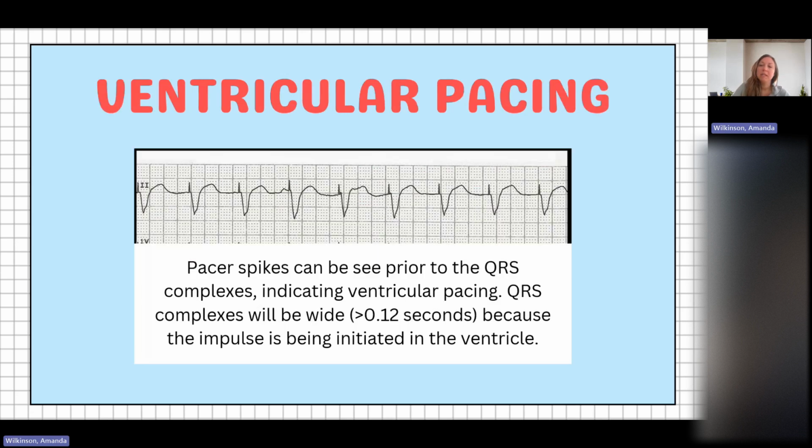In ventricular pacing, the pacemaker delivers the impulse directly to the ventricles. So you'll see a pacer spike just before each QRS complex. Because the impulse is starting in the ventricular muscle rather than traveling through the normal conduction system, the resulting QRS complexes are wide, usually greater than 0.12 seconds. So this is expected and normal in ventricular pacing. On the monitor, we want to look for a pacer spike followed by a wide QRS, then confirm a palpable pulse. Again, if the spike isn't followed by a QRS and there's no pulse, we may have a loss of capture and need to intervene.